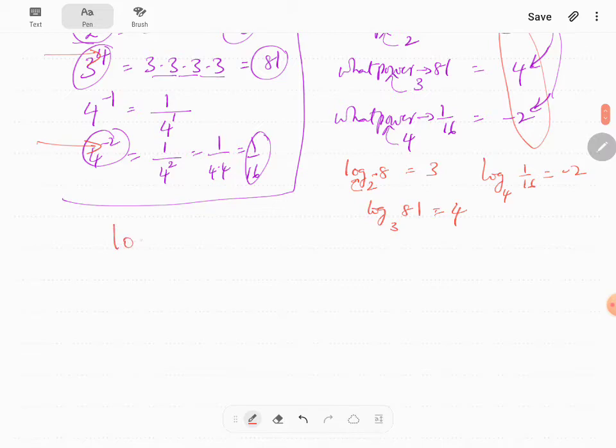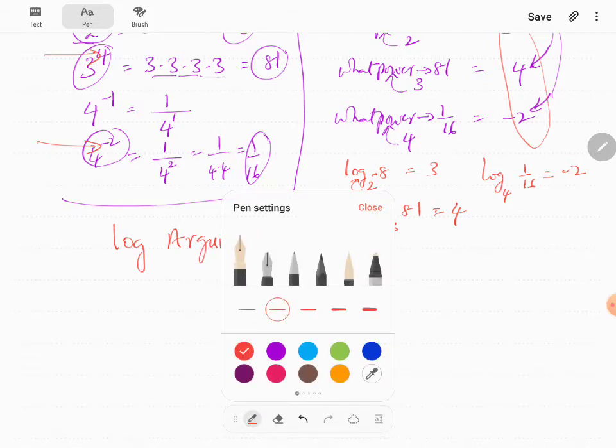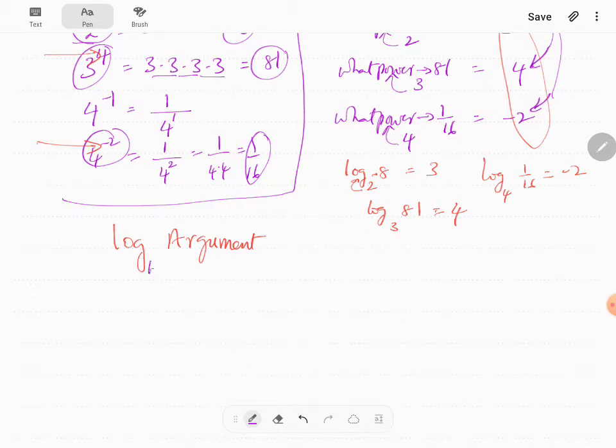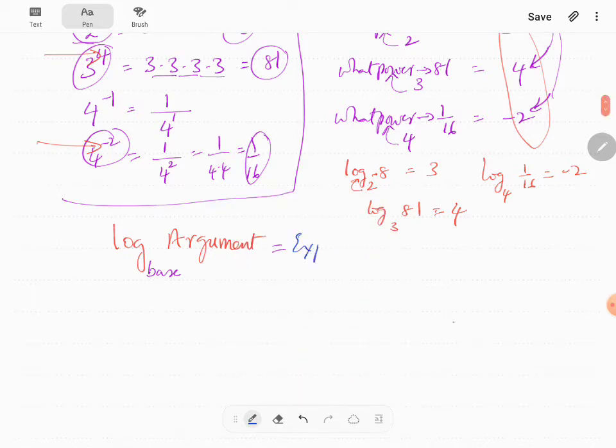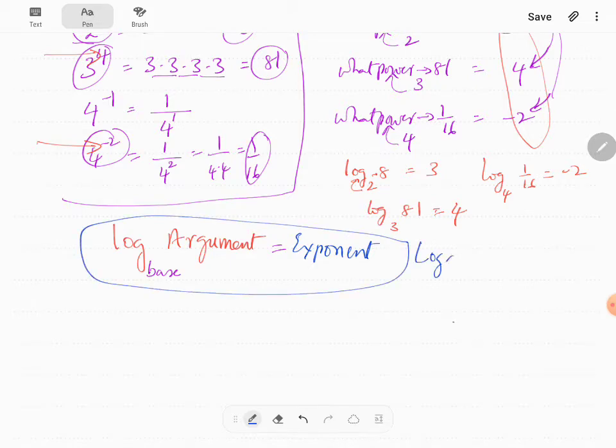We'll officially write that log. This is called the argument. I'll change the colors so it'll be easy on you. This is the base and it'll evaluate to an exponent. That's how you write a logarithm. This is officially the logarithm. My spelling is bad. Logarithm. This is the definition of the logarithm. Okay.